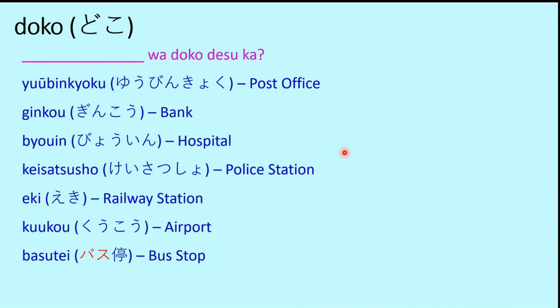So in the same way, we know some more words like gakko. Gakko means school. Daigaku means college or university. So we can ask gakko wa doko desu ka? Where is the school? Daigaku wa doko desu ka? Where is the college or the university?